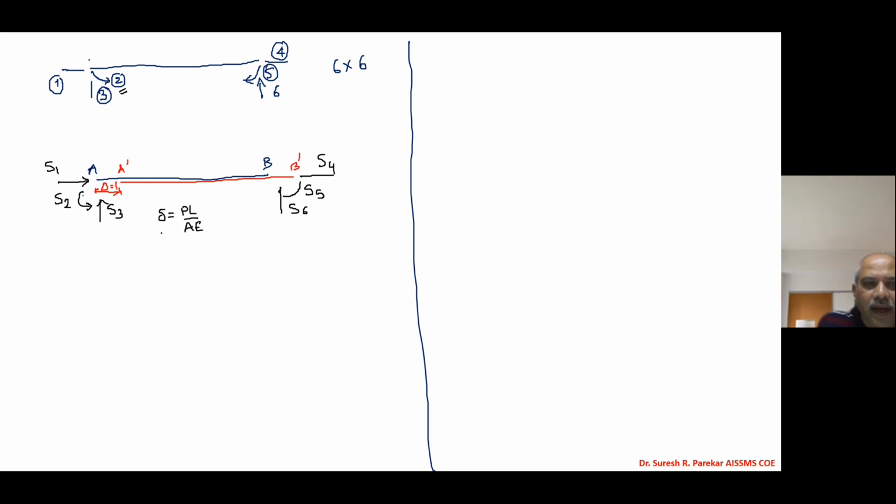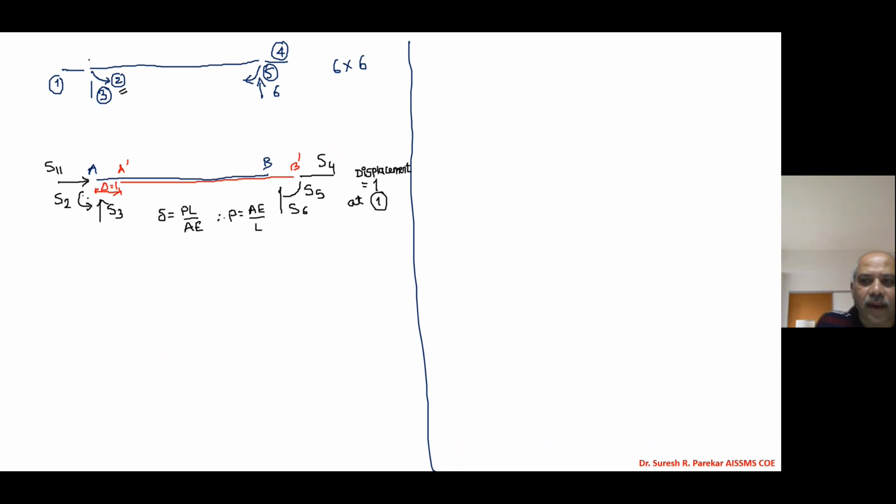Now we have delta 1. And if I put delta 1, then I will get P equal to AE by L. So what force will we require? AE by L. Now where we have applied displacement 1, displacement is equal to 1 at 1. And this we have to write everywhere.